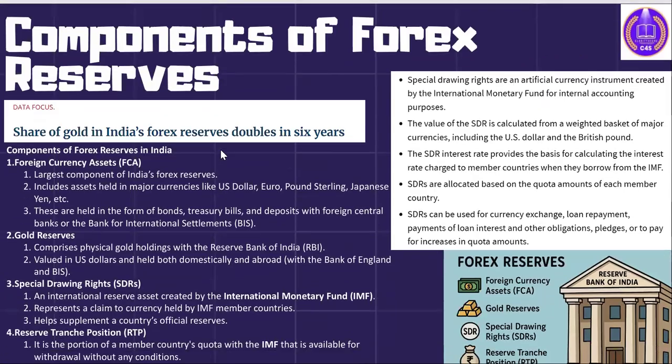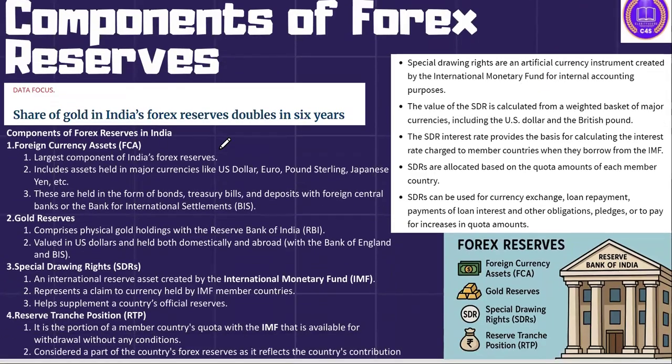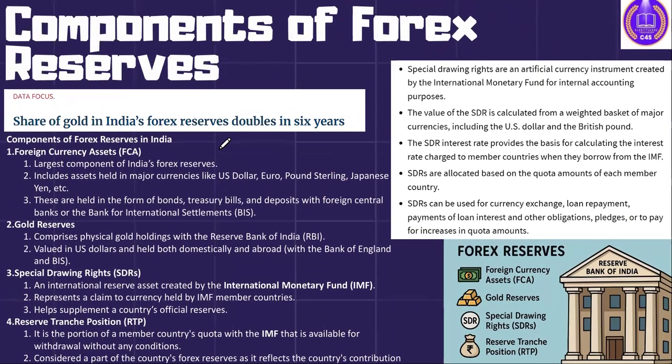First off, components of forex reserves. So what are the components of forex reserves in our country? See here, through this image you can understand it has four components. The first one is foreign currency assets, FCA. The second one is gold reserves, on which today's topic is going to be centered, right? The third one is SDR, special drawing rights, and the fourth one is reserve tranche position. Okay, these are the four components of forex reserves of our country.